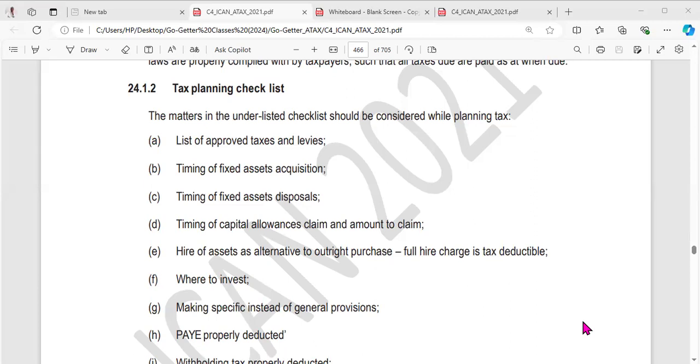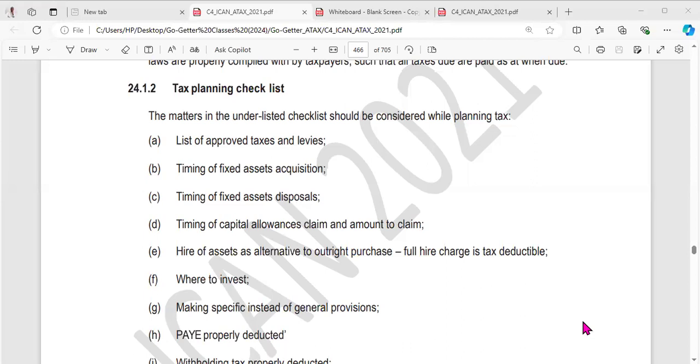Okay, so you need to time when you are going to acquire these assets. Timing of fixed asset acquisition can also apply to when you are doing rollover relief. So you see here, if you sell an asset and you want to buy another asset of the same class, you need to do it in such a way that the 12-month period that is allowable for that will not expire, will not elapse.